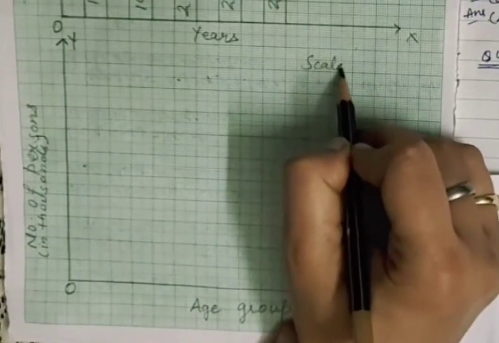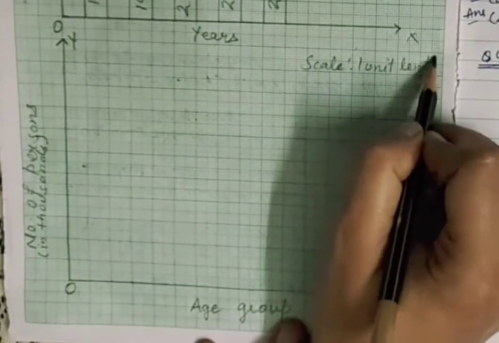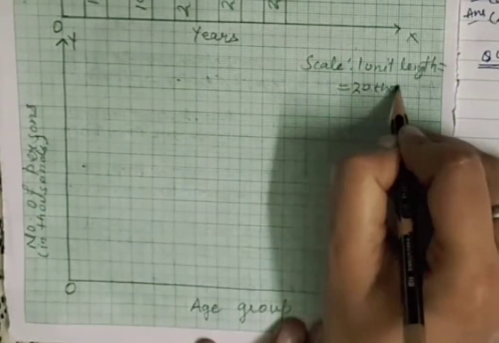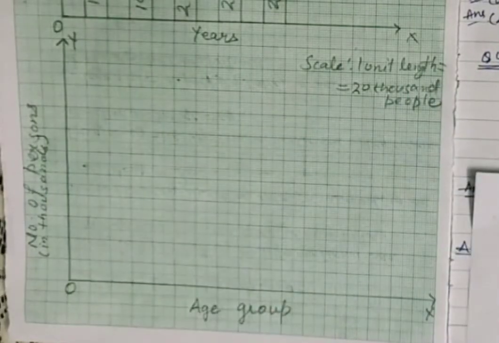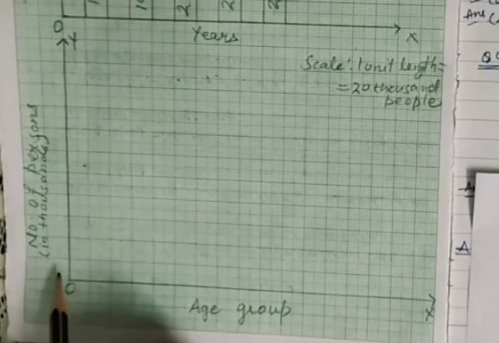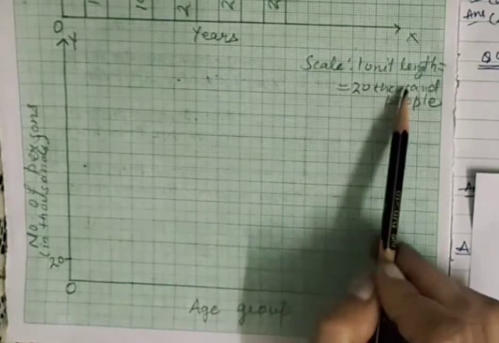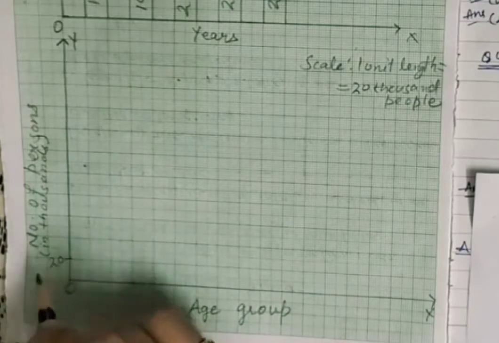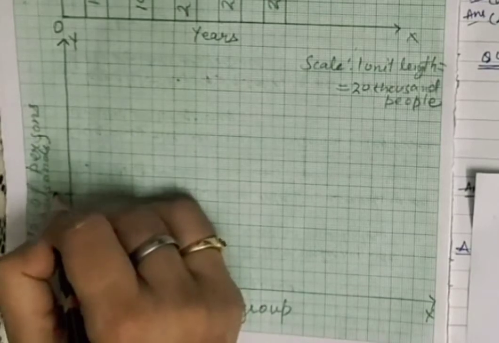Writing the scale. Scale is 1 unit length equal to 20,000 people. Okay, so after this let us start drawing. But before drawing, the first thing is to show the markings. Here in markings I am writing 20. So 20,000 people. Since I have written in thousands, it is obvious that this is 20,000. So 20,000, then it is 40, 60, 80, 100.